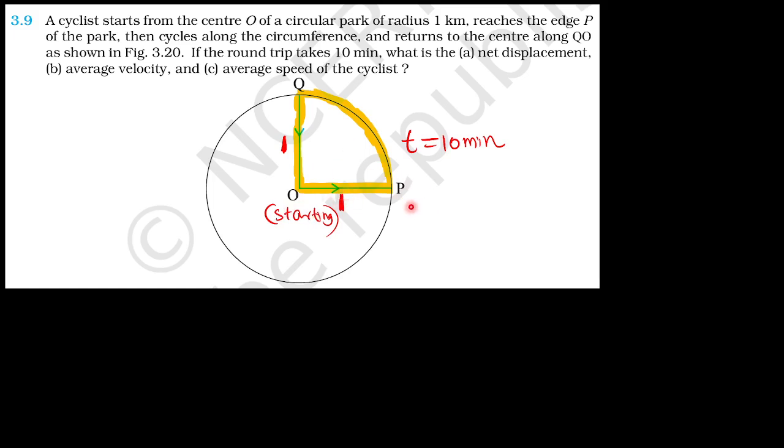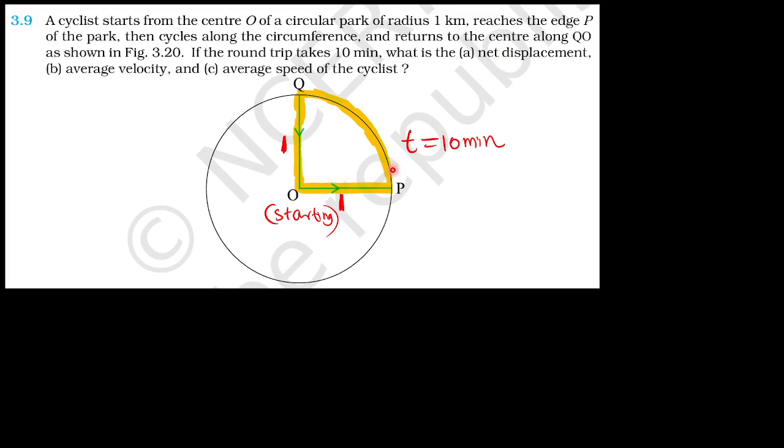Sir, can you repeat the question? You could not understand the question. Look here. The cycle is starting from O to P. Travel OP, then PQ, then QO. A round trip. Clear? OP, PQ, then QO. The time taken for this entire journey, starting from O and finally reaching O, is 10 minutes.